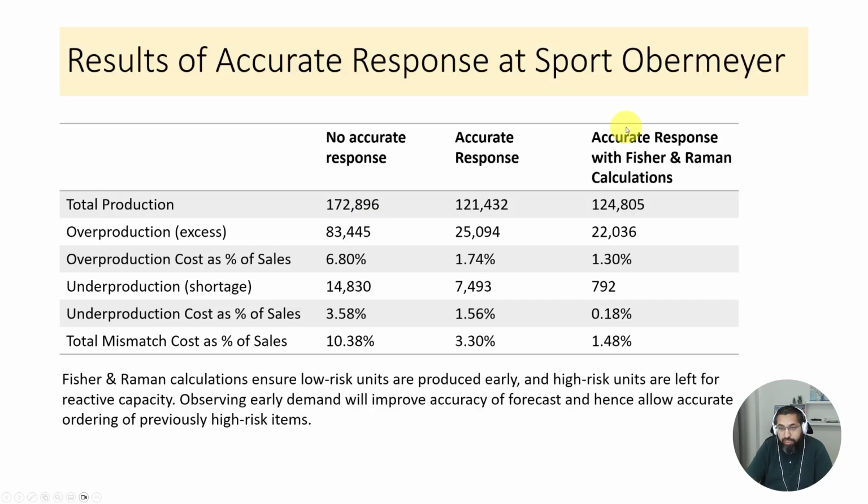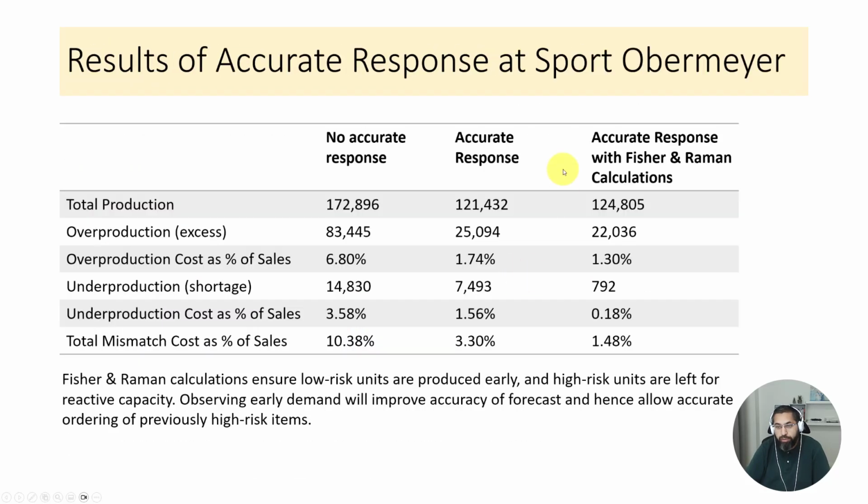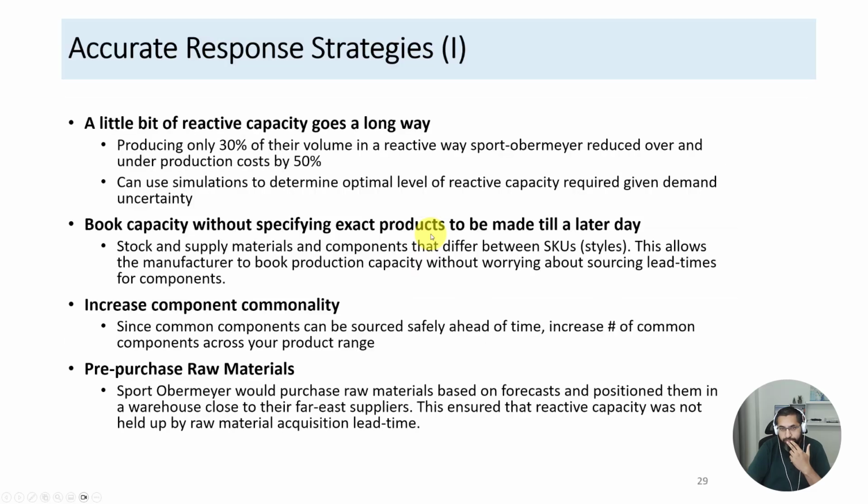Okay, so that's how we do accurate response, right? I went into a lot of detail and I gave you simplified yet very effective heuristics to figure out the order quantity, a heuristic method, which gets you very close to optimal. And I showed you the performance benefits. This is from the Fisher-Raman paper. This is what they tested on Sport Obermeyer, their method and accurate response strategy, and this is what they found. So this is real data, albeit from the 1990s, a little bit old, but it is actual real data from a company on how accurate response helped the company.